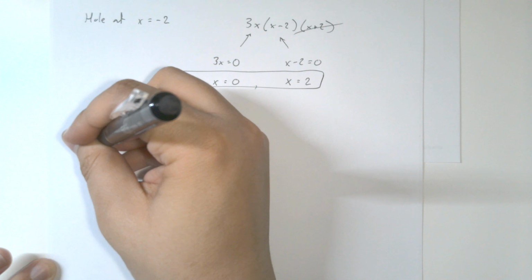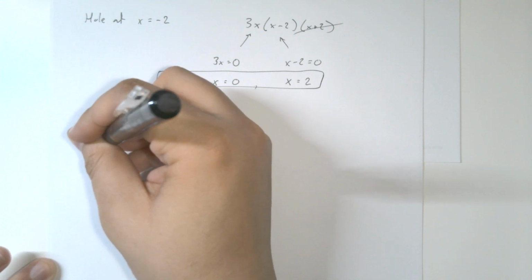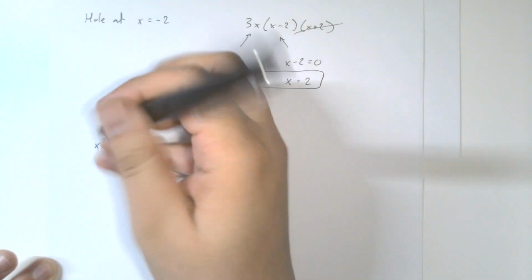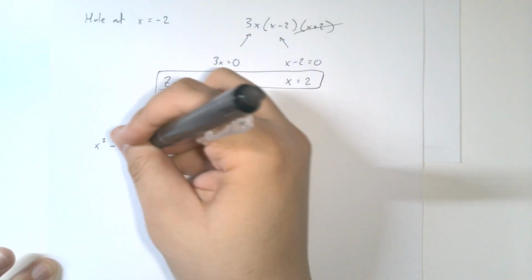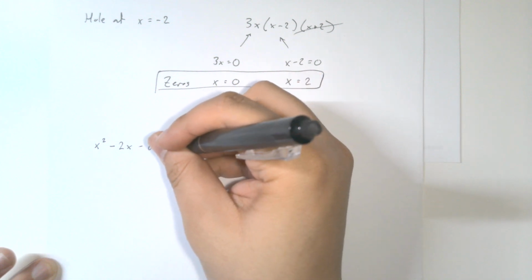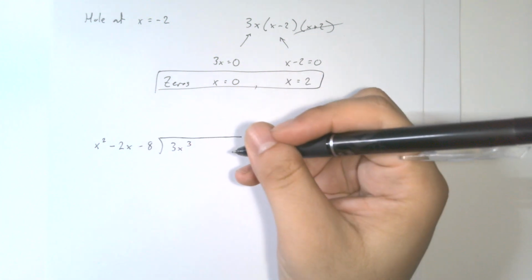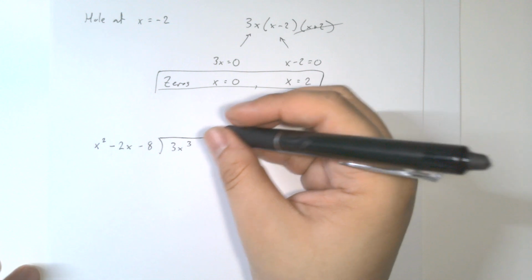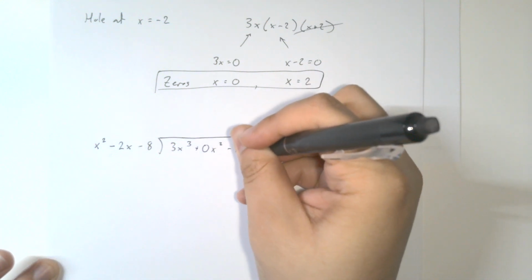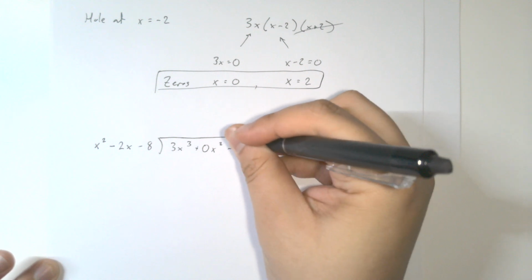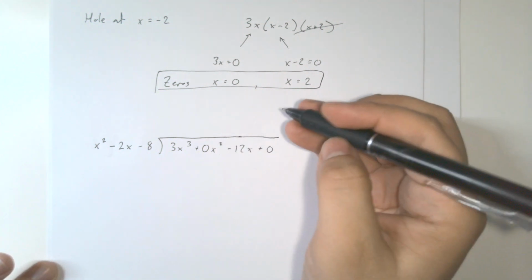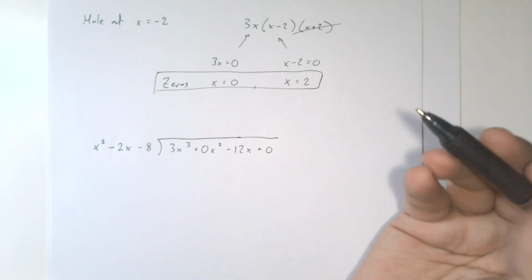So we're asking how many times does x squared minus 2x minus 8 go into 3x cubed? We're missing an x squared term, so we have to put plus 0x squared minus 12x and then plus 0 if we want to fill in our constant. I think that one's optional though.